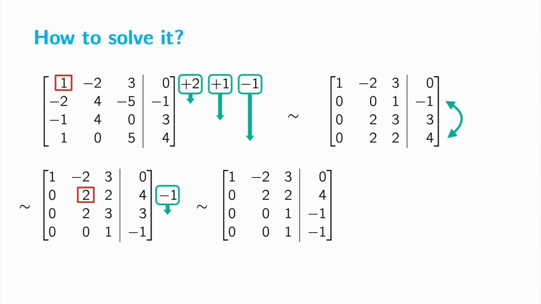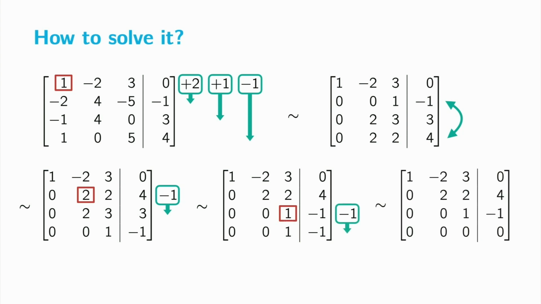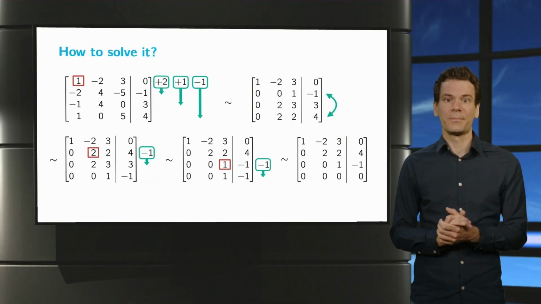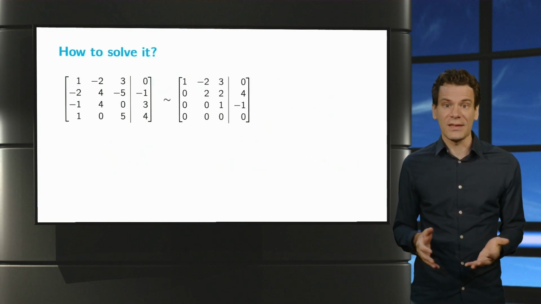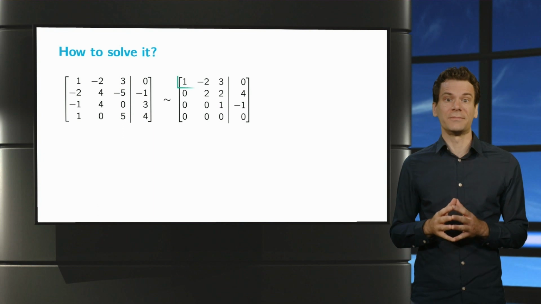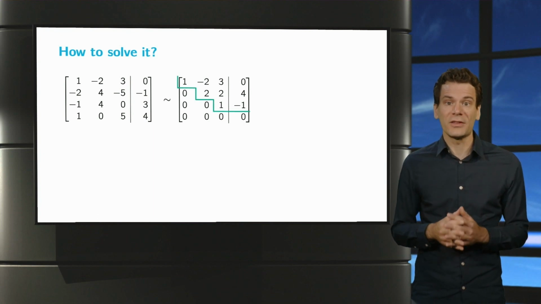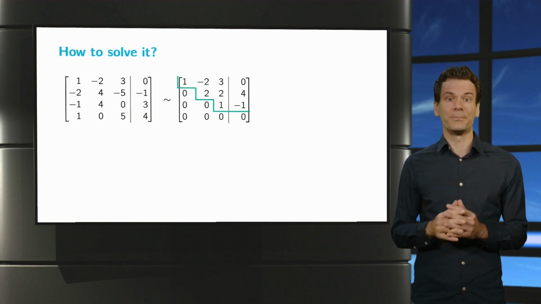We go on to the third row and look at the first non-zero element there. Again, we use a row operation to make the entries below it equal to 0. Now we arrived at the following situation. If you look at the first non-zero element in each row, you see that they form a staircase pattern. We say that the augmented matrix is in echelon form.